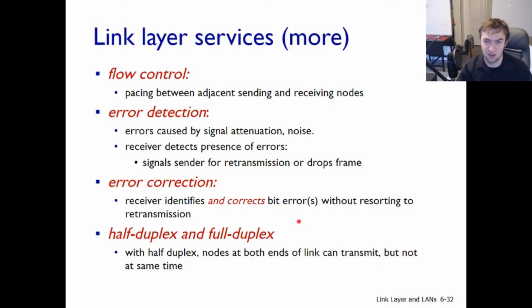Finally, there is a difference between half duplex and full duplex devices. Full duplex devices can have a link sending in both directions at the same time, whereas with half duplex, nodes at both ends can transmit, but only one can be sending at a given moment.